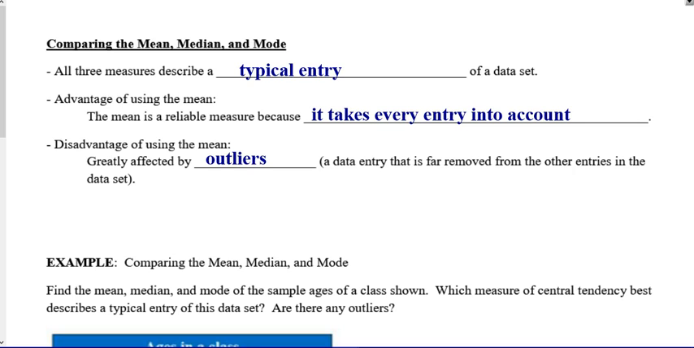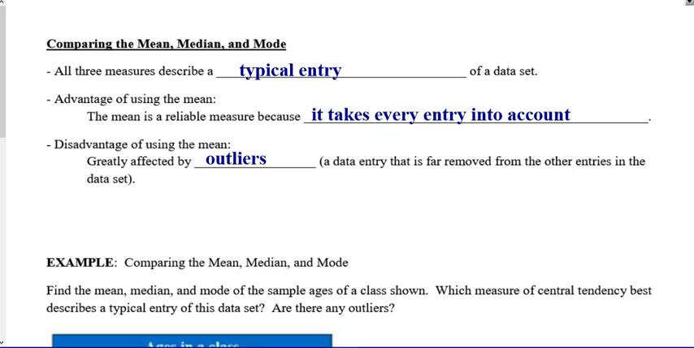All right. So, comparing the mean, median, and mode. All 3 measures describe a typical entry of a data set. The advantage of using the mean is it's more reliable because it takes every entry into account. The disadvantage of using the mean is it's greatly affected by the outliers.